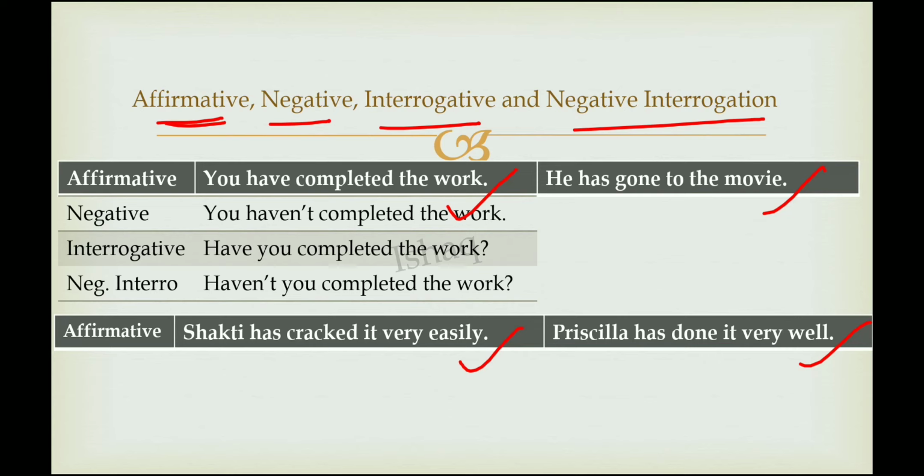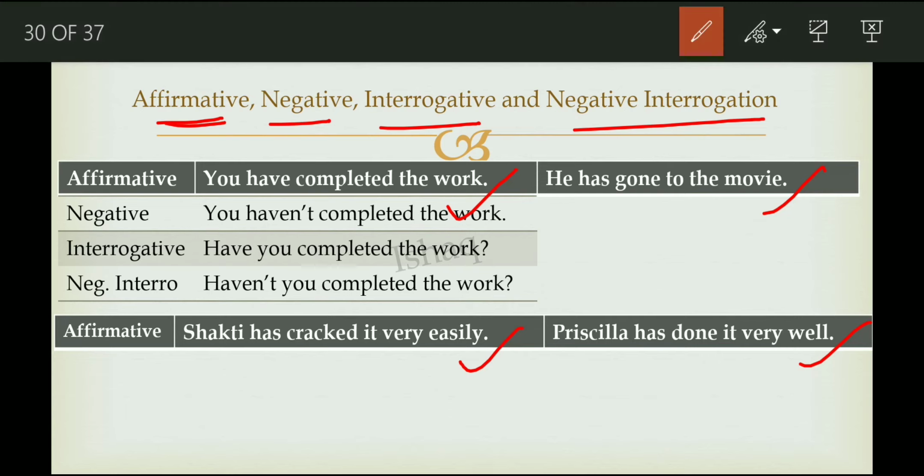So for "you have completed the work," the negative is "you have not completed the work," simply placing "not." Then for the interrogative, "have" is placed before that: "Have you completed the work?" And the negative interrogative: "Haven't you completed the work?" Clear?